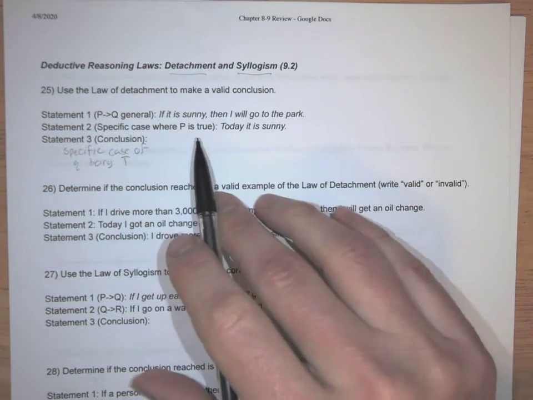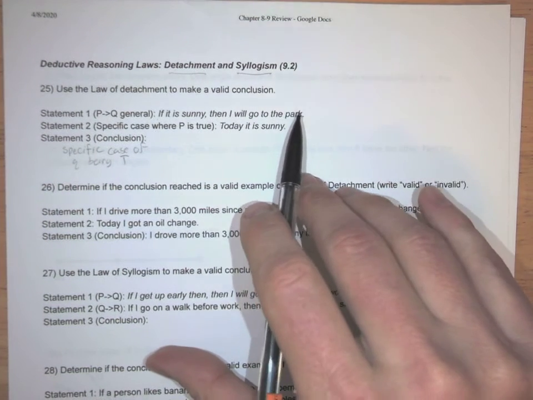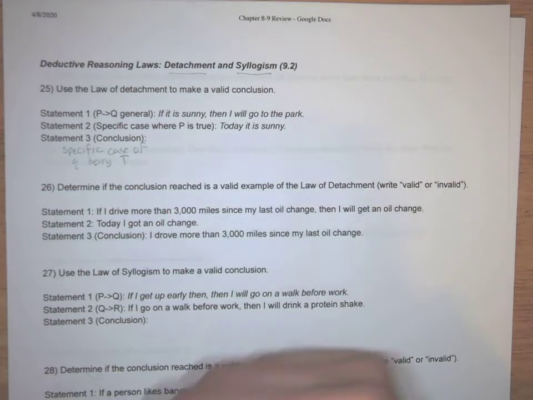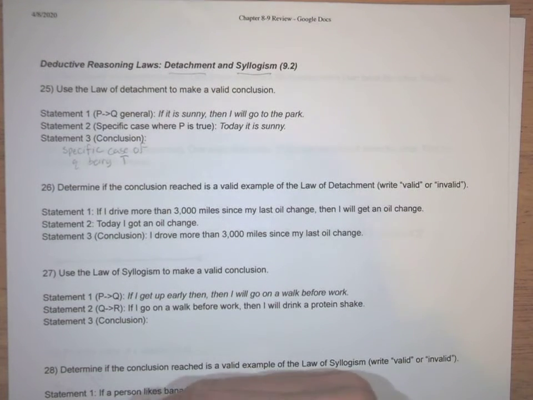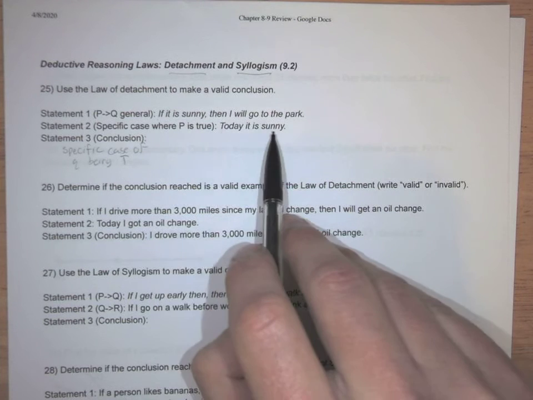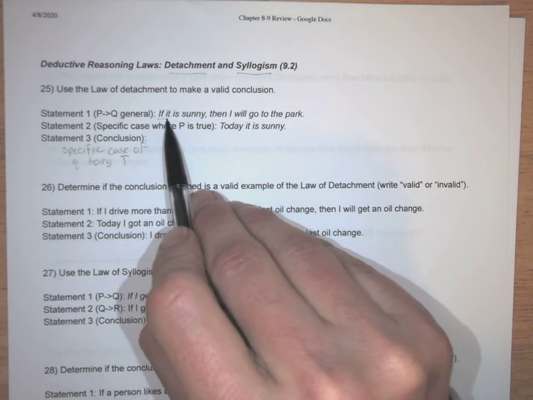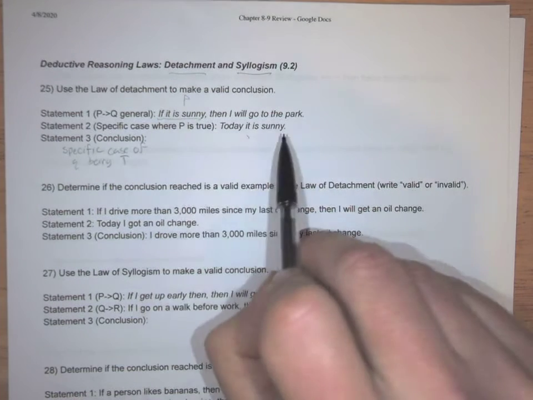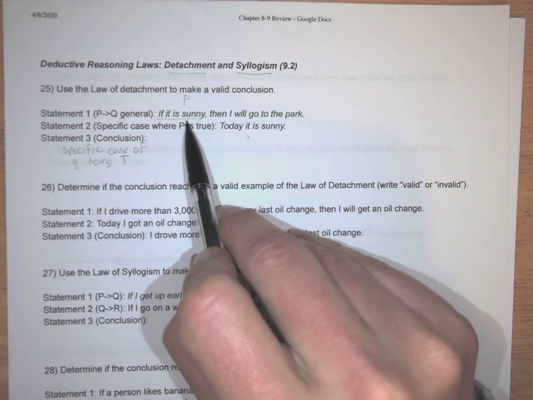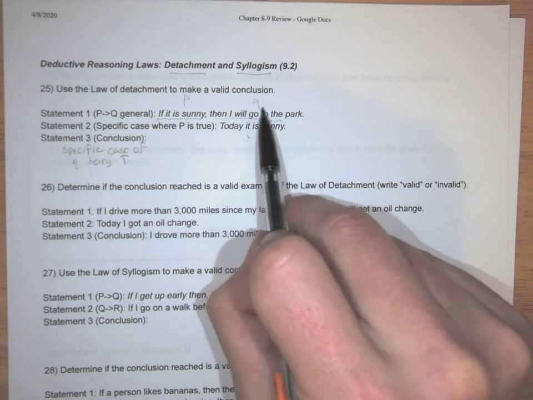Okay, so let's take a look. If it's sunny, then I will go to the park. Well, that's a general statement because it could be talking about any day, right? On any given day, if it's sunny, I go to the park, right? It's not talking about a specific day or a specific case. Now, in this case, we said today it is sunny. So now we're taking this general statement and we're taking the P part, the it is sunny part, and we're saying today that thing is true, or in this case that thing is true. And then so the conclusion is, in this case, this has to be true.